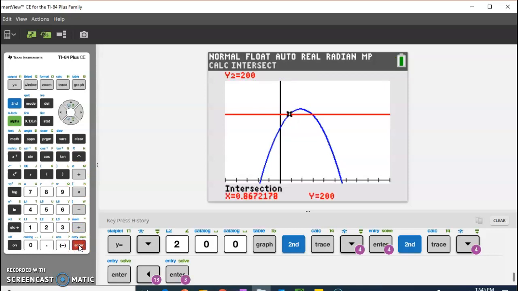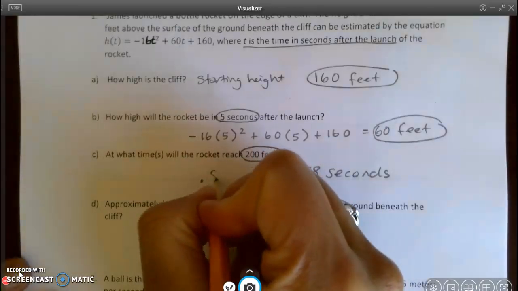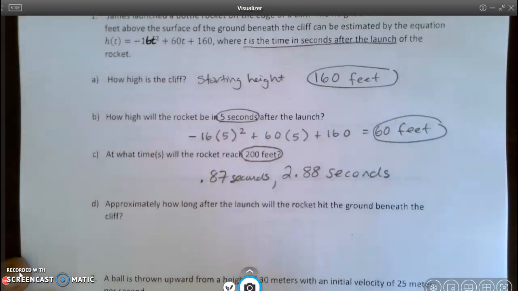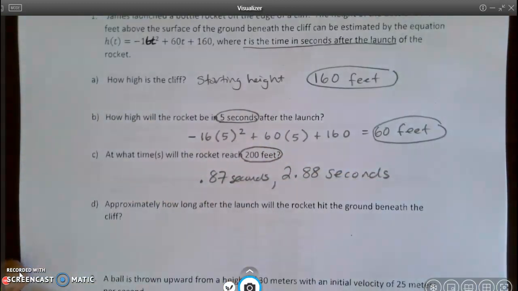Enter again, and I find that at 0.86 or 0.87, did that tell me what to round to? It did not, so I'll go to 2 decimal places since I did 2 decimal places for the last one. So at 0.87 seconds. So those are the 2 times that the rocket's going to reach 200 feet.